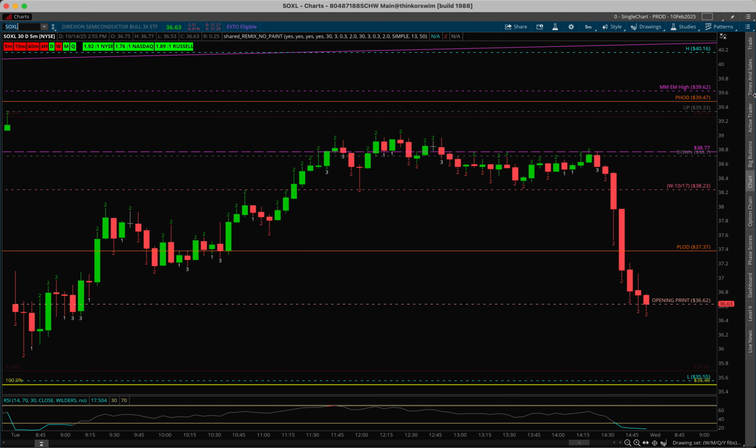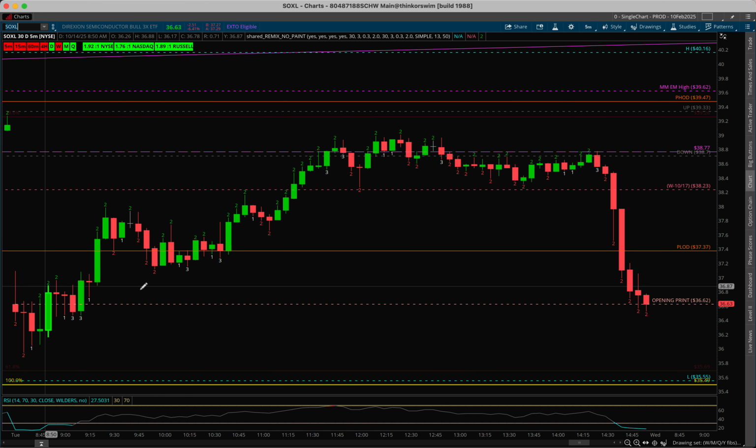So I'm just looking at today's intraday price action. You can see we have the 4-hour levels here on the chart. We've got the overnight high at 40.16. We've got previous high day at 39.47, previous low day at 37.37, and the overnight low down here at 35.55. We've also got the opening print, which is the last of our 4-hour markers. It's the last one that we can mark because it's the first trade of the day, and we can see that trading opened at 36.62.